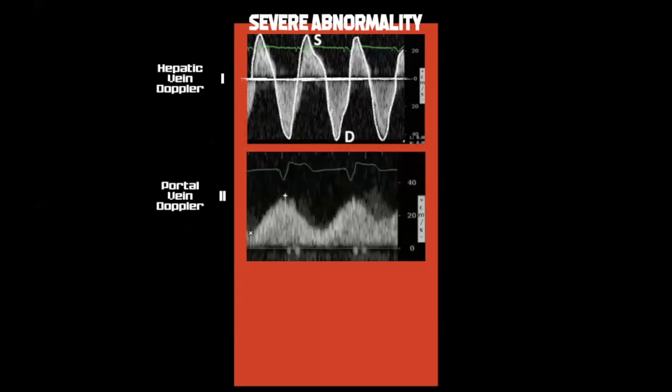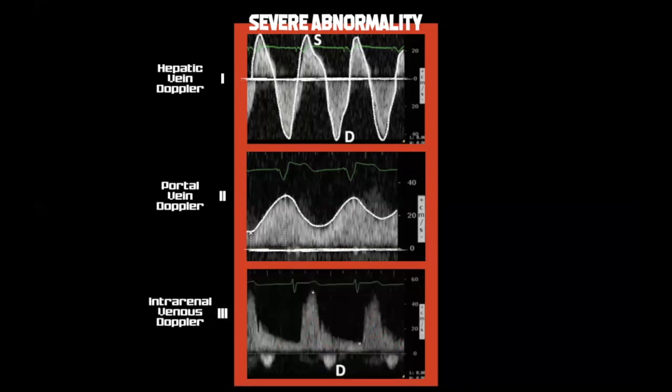Moving on to portal venous flow. By the time you get severe abnormalities, the difference between the systolic and diastolic peaks of your portal venous Doppler will be more than 50%. In really, really bad cases, your diastolic flow will actually go below the baseline, so you get portal venous flow reversal. That's a sign of very, very severe congestion. Your intrarenal venous Doppler also changes in itself.